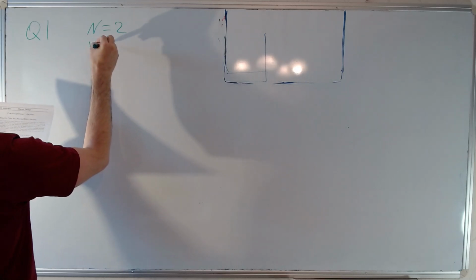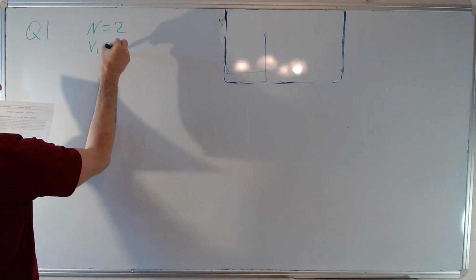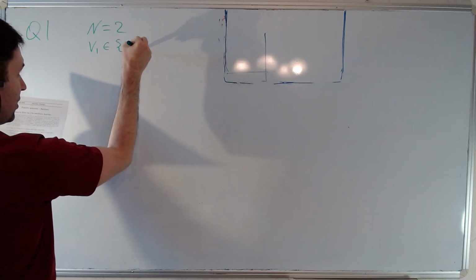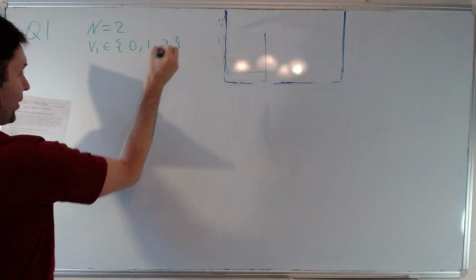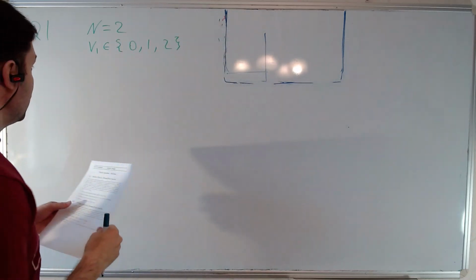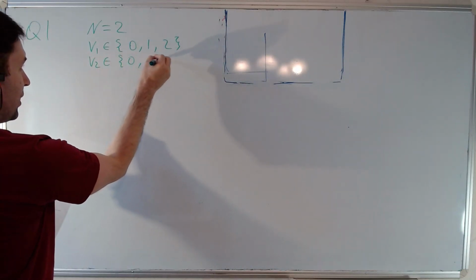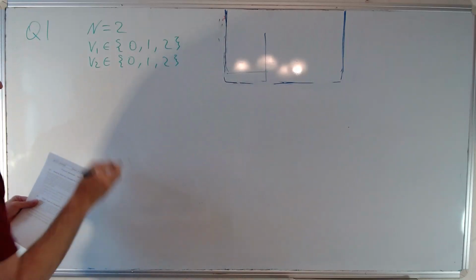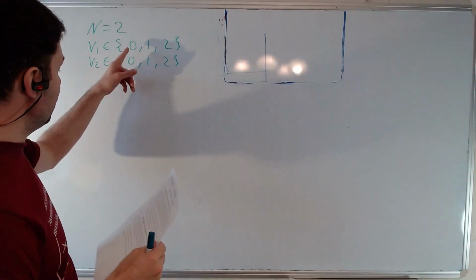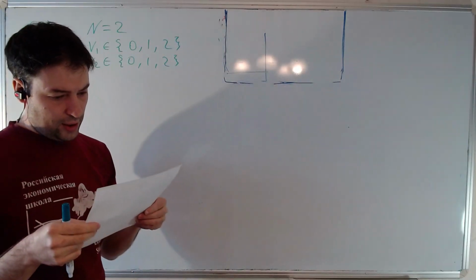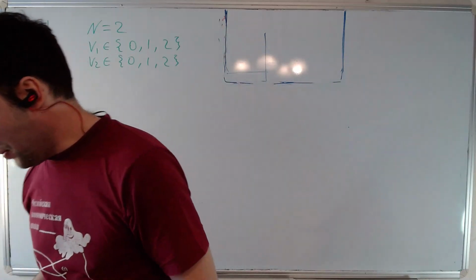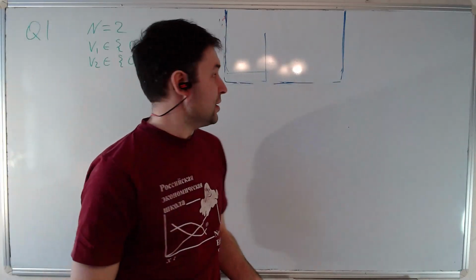So V1 and V2 are coming from a set of three values. Your value can be 0, can be 1, can be 2, and the same is true for the second bidder. And all values are equally likely. So the probability that your value is 0, for example, is 1/3, right? Yes. Okay, it's a second price auction with a reserve price.